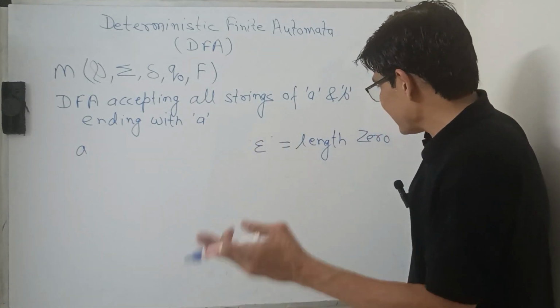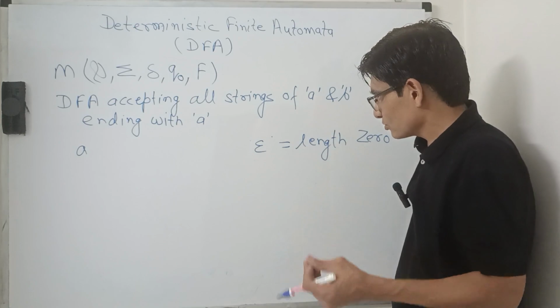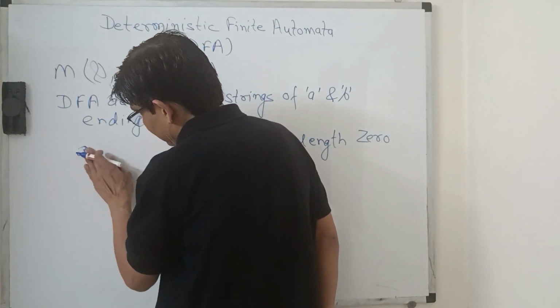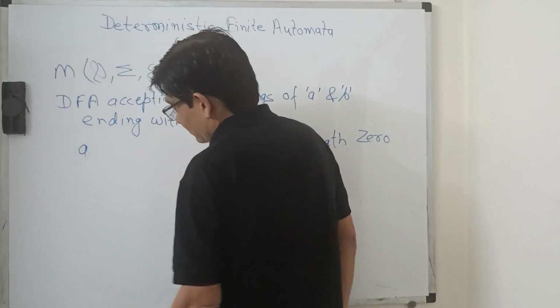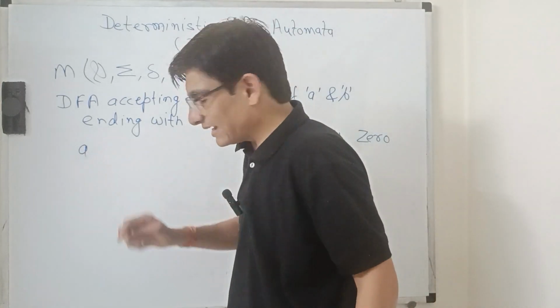And before that, any string of A and B is possible, so it may be zero length also. So the shortest string of this language would be this single character A.